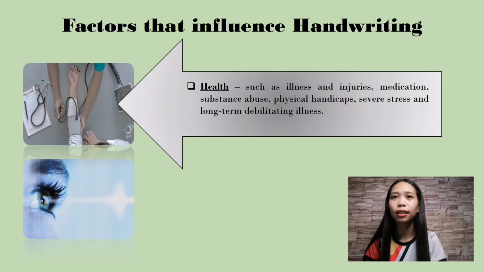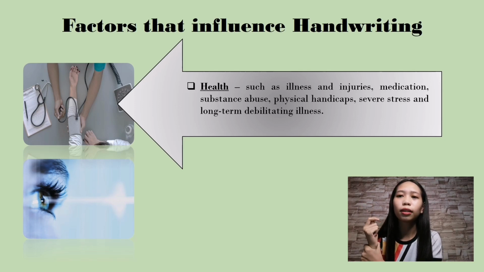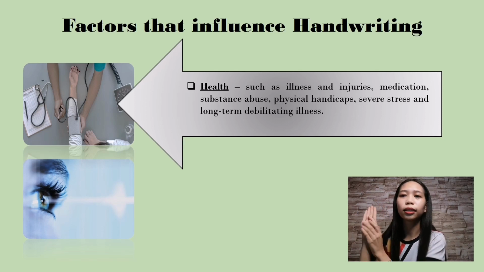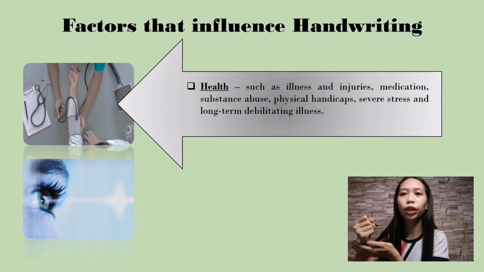Next, health, such as illness and injuries, medication, substance abuse, physical handicaps, severe stress, and long-term debilitating illness. For example, let's say a person has diabetes, and his hands are really affected. If holding a pen is too much for that person, how much more if that person were going to write? It will be too hard already. That's why it is indeed a factor that influences handwriting.